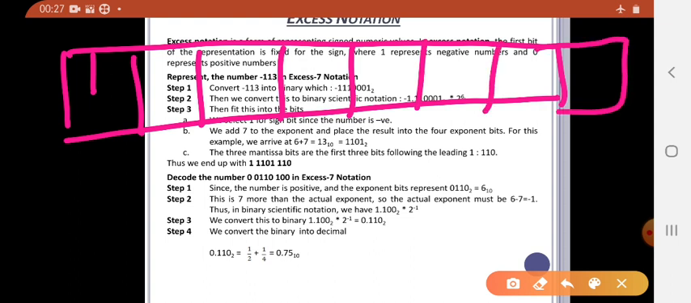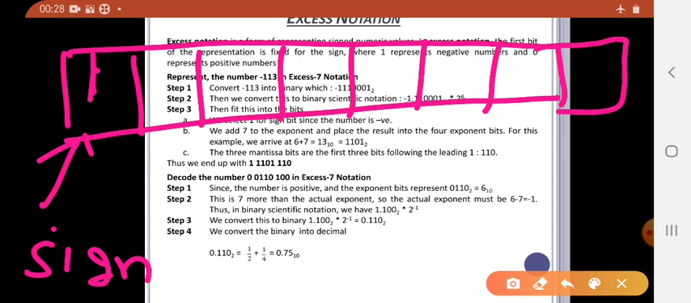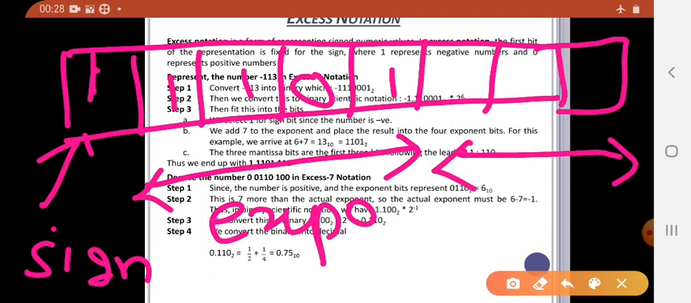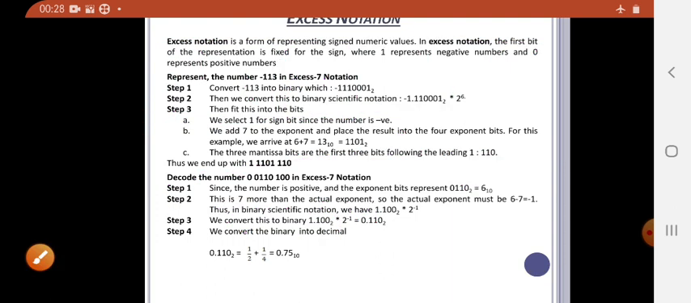1 2 3 4 5 6 7 8. Yes, first bit is a sign bit. Next 4 bits are for exponent. This is for exponent. So we have to fill it with exponent. The exponent is 1 1 0 1, and the last 3 bits, the remaining bits, are going to be filled with mantissa, and mantissa is 1 1 0. So this is the representation of minus 113 in excess 7 notation form.